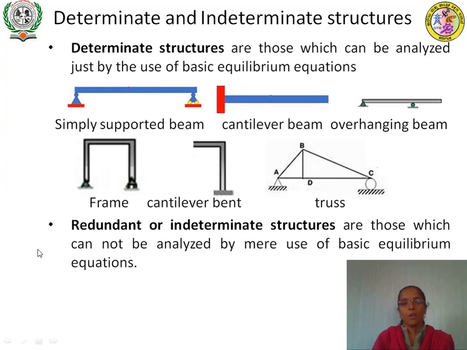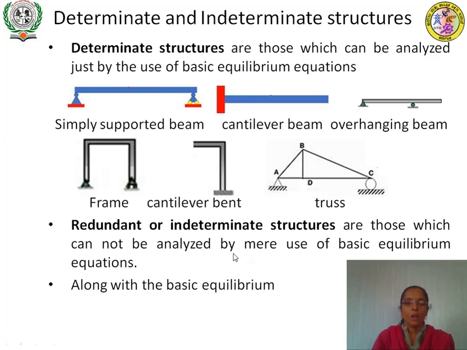So then, how can we define a redundant or an indeterminate structure? Redundant or indeterminate structures are those which cannot be analyzed by merely using the basic equilibrium equations. Just by the application of equilibrium conditions we cannot find all the unknowns. That means the unknowns will be more than the available equilibrium conditions, hence we cannot solve all the unknowns. Those types of structures are called redundant or indeterminate structures.